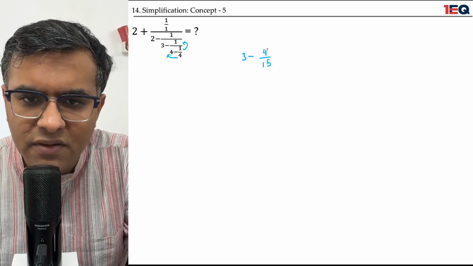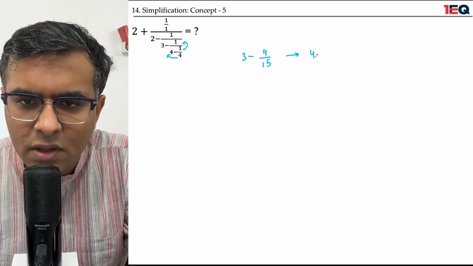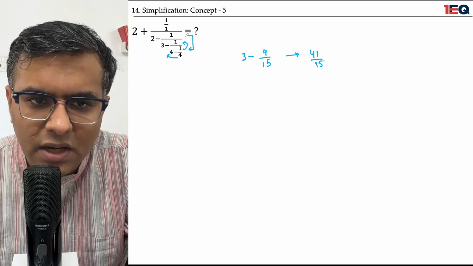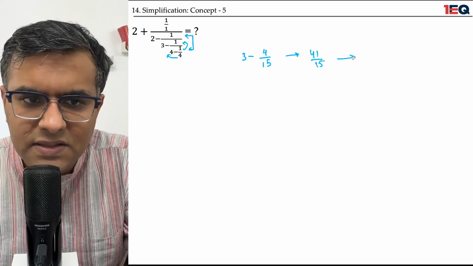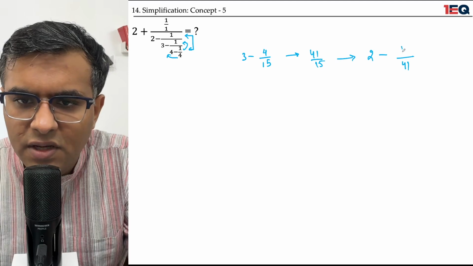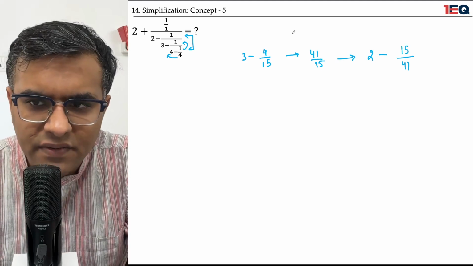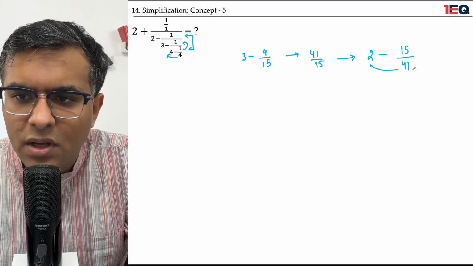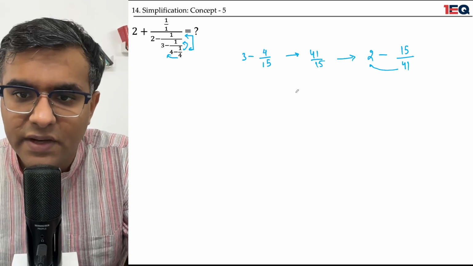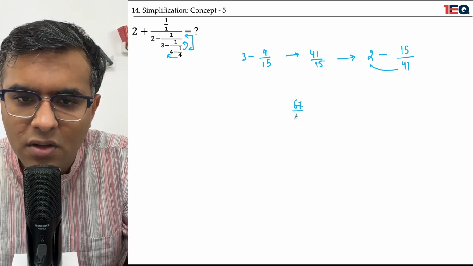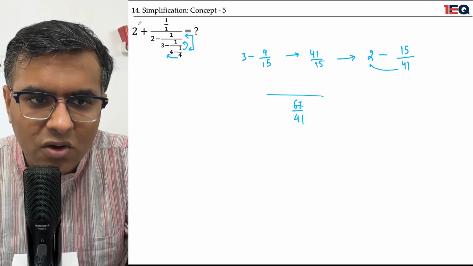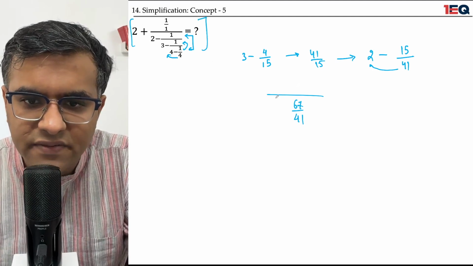Now 15 threes are 45, 45 minus 4 is 41. It's 41 upon 15. In this bigger equation, again, there's going to be another reciprocal. This reciprocal is going to turn out to be 2 minus 15 upon 41. Doing it again: 41 twos are 82, 82 minus 15 is 67. So 67 upon 41 is going to come over here in the entire equation. Now we've reached the final point.